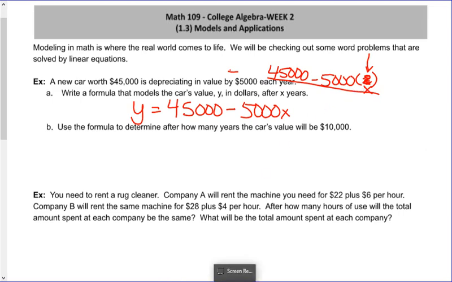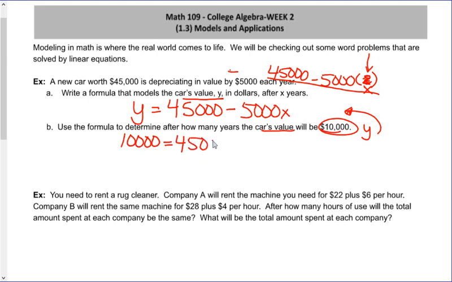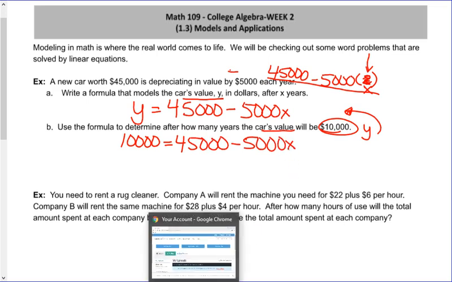So now, can we use this formula to determine after how many years the car's value will be $10,000? So the car's value was the y value. So what they're giving you here is a y value that they want you to put into that formula and solve for the number of years, which is x. So if we do that, I'm going to replace this y value with the 10,000 and rewrite the right side. And now I have a linear equation that I can solve.